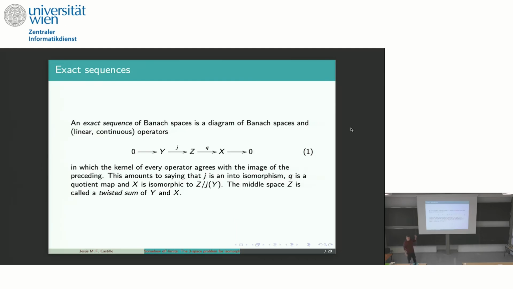From now on, whenever you meet that diagram, an exact sequence means Y is a subspace of Z, and X is the corresponding quotient Z over Y. It is the shortest way to say that.